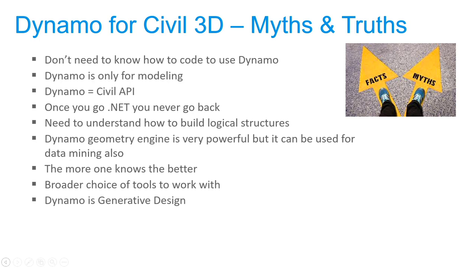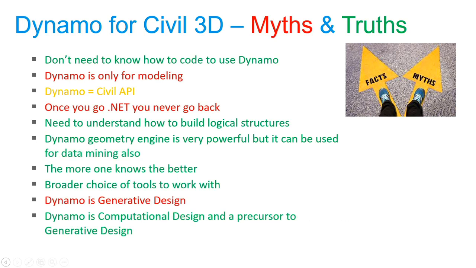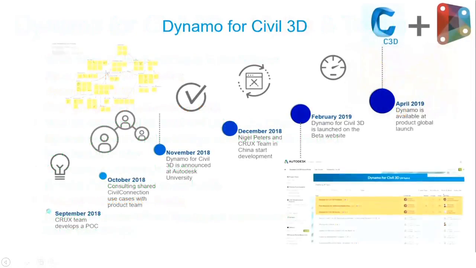Dynamo is a generative design tool. What do you think? Is it generative? If you remember the second tier or second level of technology, it's computational, but it's a precursor for generative design. So the fact is, Dynamo is a computational design tool, but required for generative design. That way we know exactly where Dynamo fits in our workflows and our vision for the future. I'm definitely going to share this with you later, with the colors, so you know which are the myths and which are the truths.